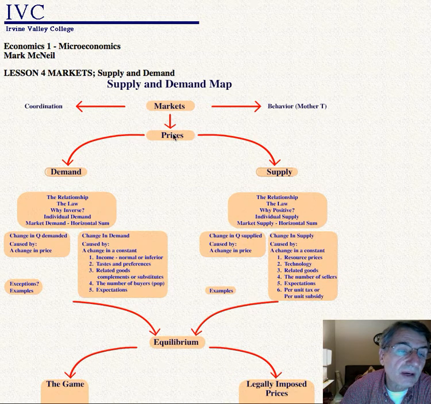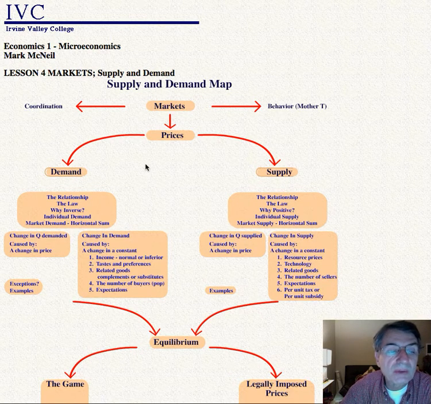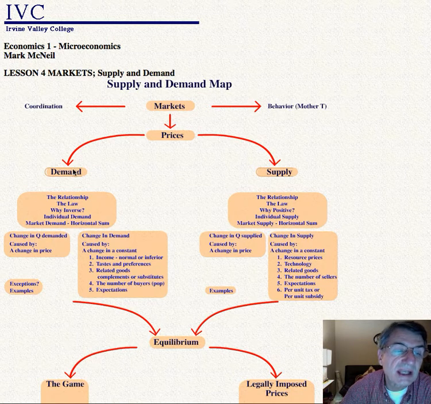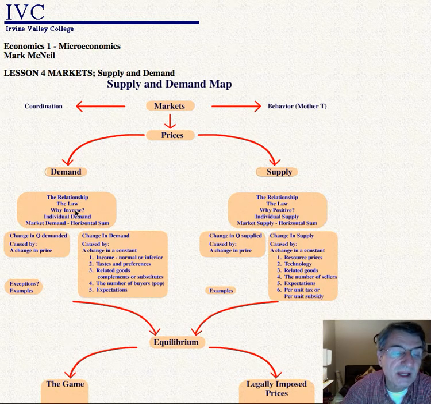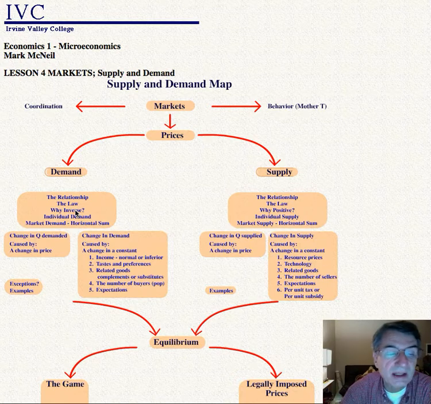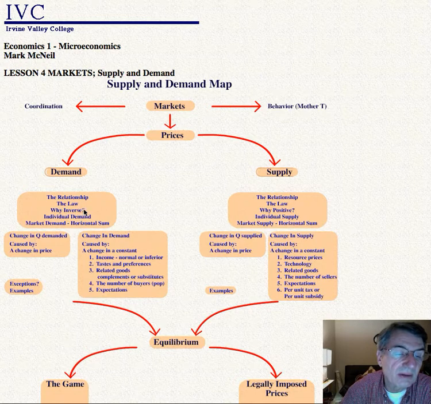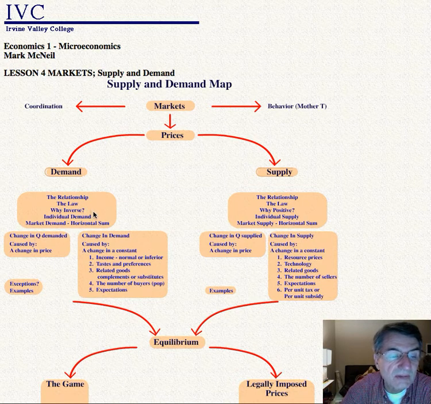So where do prices come from? The interaction of supply and demand. So when we talk about this, you have to study it. What is demand? First, as if supply does not exist. What's the relationship, the law? Why is the relationship inverse? The law of demand says the relationship between price and the quantity that consumers will buy is inverse or negative. Well, why? There are two reasons, the income and substitution effect.